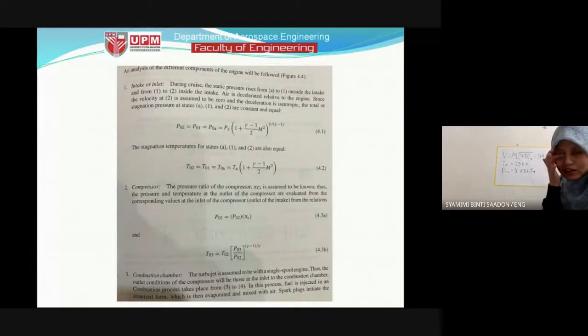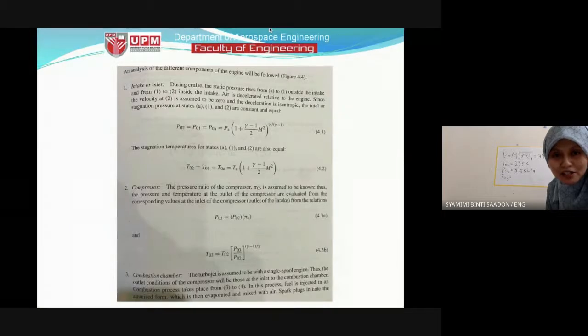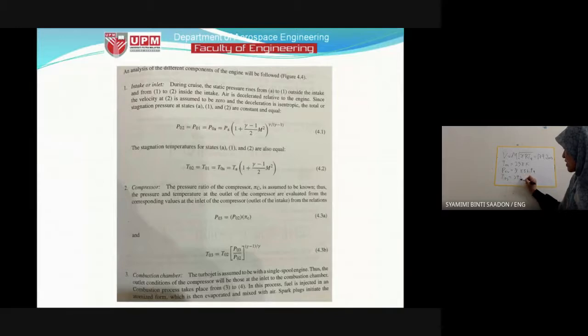Okay, then next, compressor, easier. We calculate the temperature first. We have the compressor pressure ratio of 6, so we can use this one and this one, where pi is 6. So TO3 is 397.3 Kelvin, PO3 is 191.33.